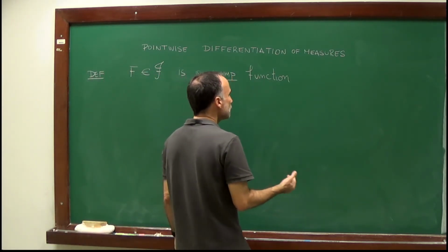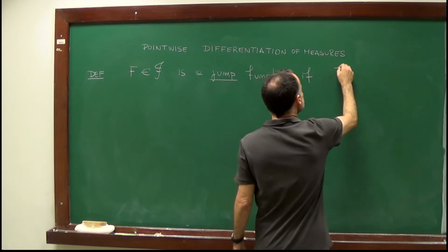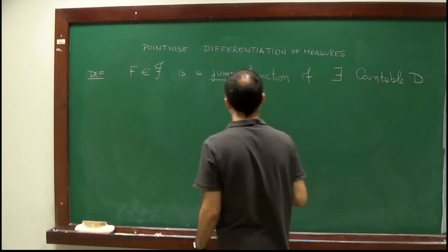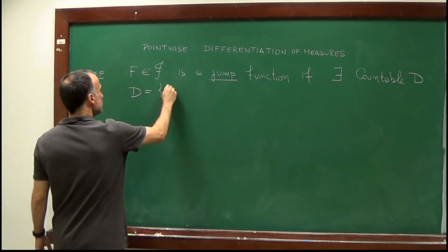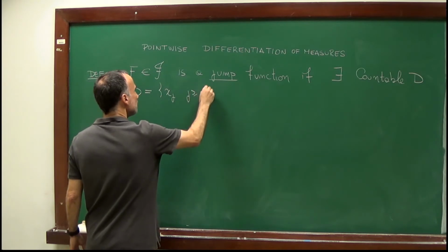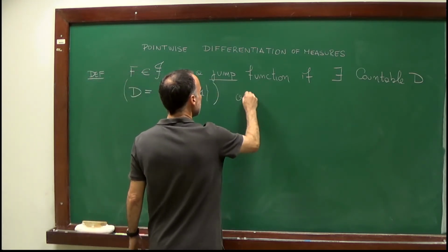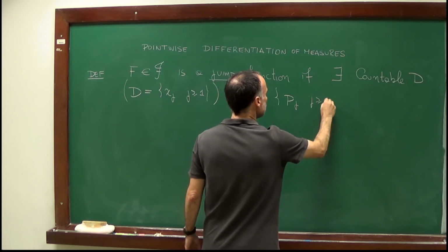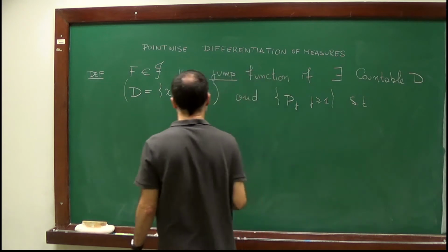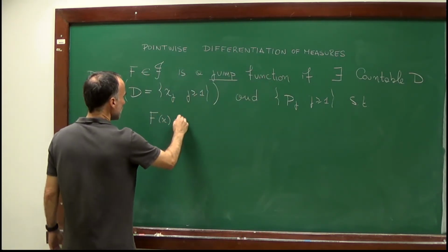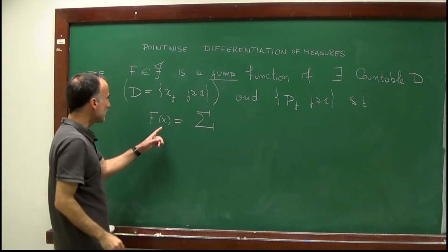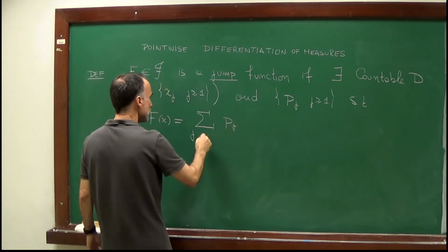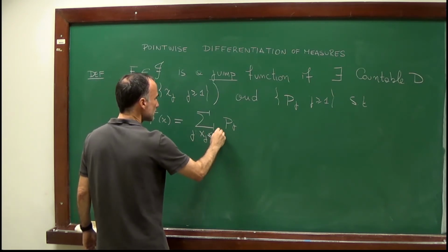And how to translate that into a formal definition? Well, if there exists a countable set D, and here again I will enumerate D, so D will be xj, j larger than 1, and a set of weights pj, such that f(x) will be equal to the sum of pj over all j for which xj is less or equal than x.